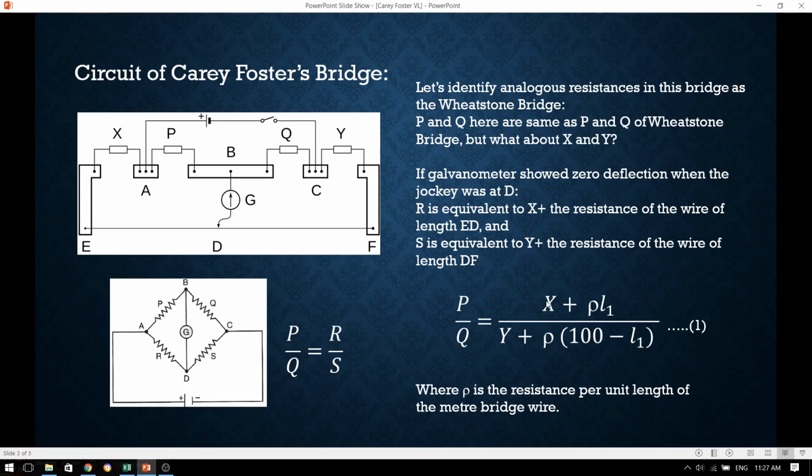And that, when added with X, becomes the third arm R. Similarly, what will be this S? It will be Y plus the resistance of this part of the wire. And how much is that? Again, rho into 100 minus L1, since D is at L1 and EF is 100, so DF would be 100 minus L1. Using this fundamental, we can formulate equation number 1.